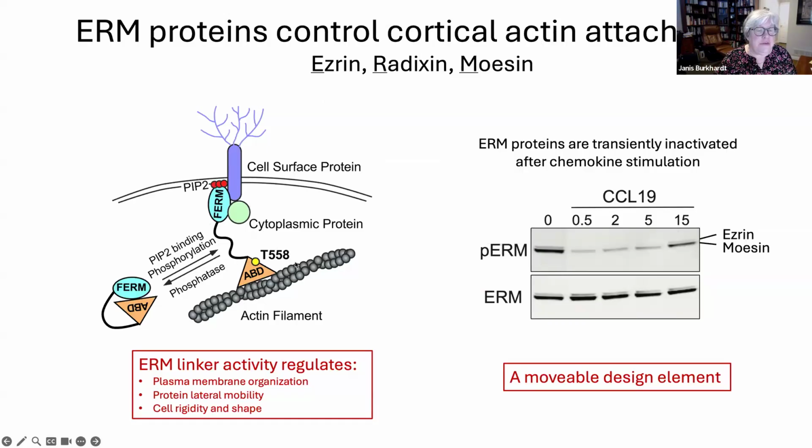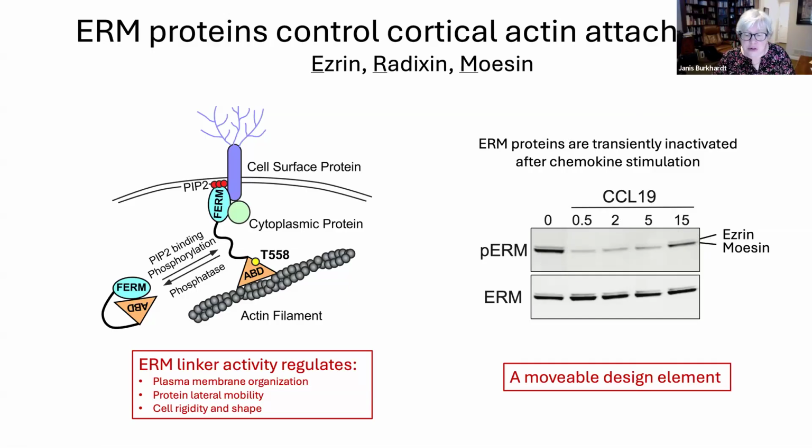So if PIP2 is cleaved or the threonine is dephosphorylated, they fall off the membrane. That lets the cell reorganize everything, and then they come back on and lock it down in a new configuration. And we see that with the stimuli I've been talking about. So here is a Western blot for these activated phospho-ERM proteins. You stimulate the cell with CCL19 in this case, and these proteins are dephosphorylated. They fall off the membrane for about 10 minutes, and then they start to come back on at about 15 minutes. And during that time, the cell can undergo major shape changes and start to move.